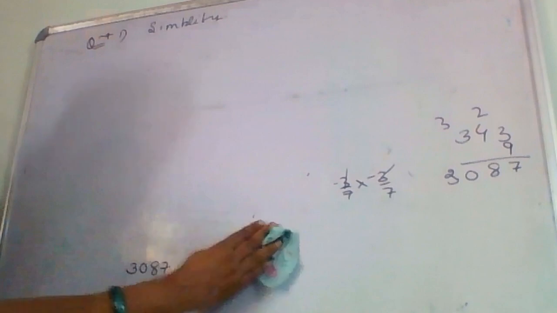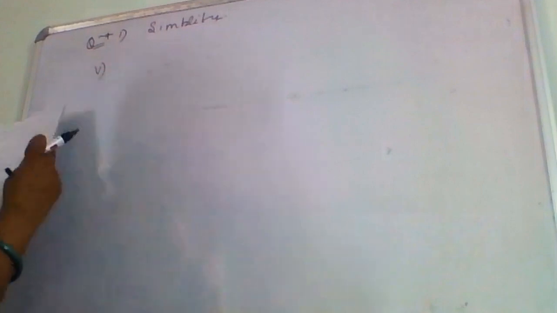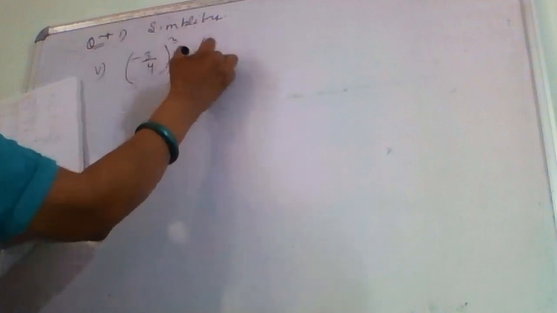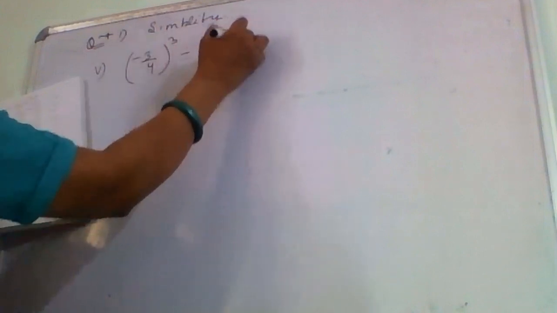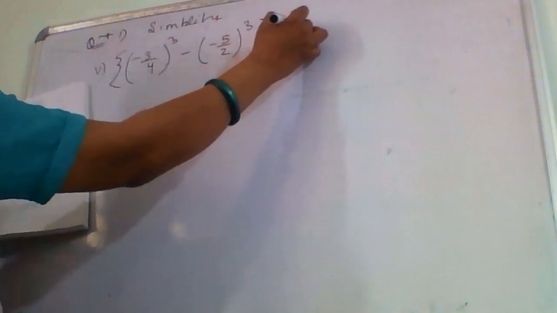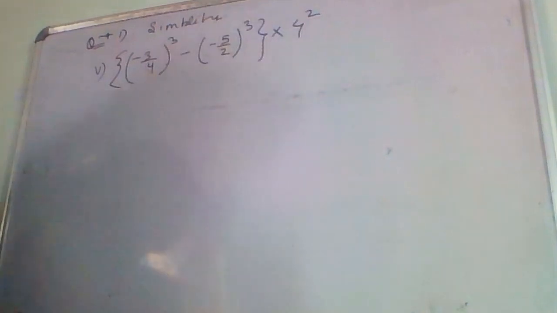See, in the fifth question, how will we do? The fifth one is (-3/4)^3 minus (5/2)^3 into 4 raised to power square. So students, how will we do this?